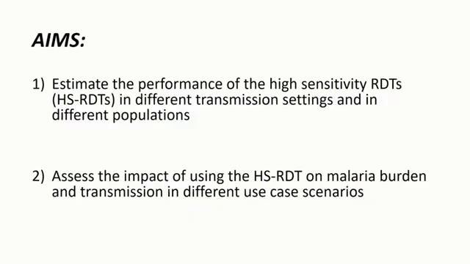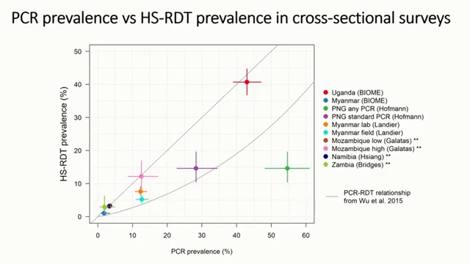Number one is to try and bring together data to estimate the performance of these high sensitivity RDTs in different transmission settings and in different populations. And then number two is to try and assess the impact of this HS-RDT on burden and transmission reduction in different use case scenarios. So this is some data.